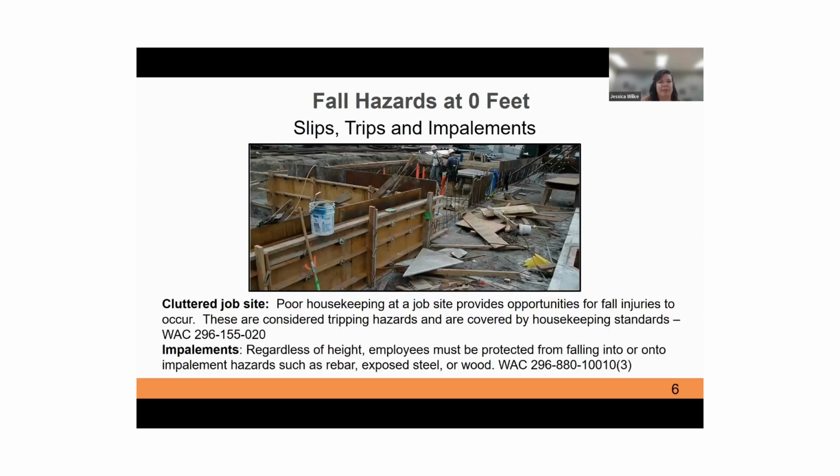So we'll start with hazards of 0 feet, or regardless of height: slips, trips, impalements. This is a pretty cluttered job site. There's no real clear walking path, and somebody could trip over these 2x4s or whatever's on the ground. And if you see the rebar in there, that's an impalement hazard. So keep the site clean, keep clear walking paths, and make sure that rebar is protected. That's something that's typically not going to be the roofer's responsibility, but your workers are still being exposed to it when they're up on the roof and it's down below. So talk to the general contractor and say, hey, we noticed this hazard. Can somebody correct this before our folks get up on the roof?